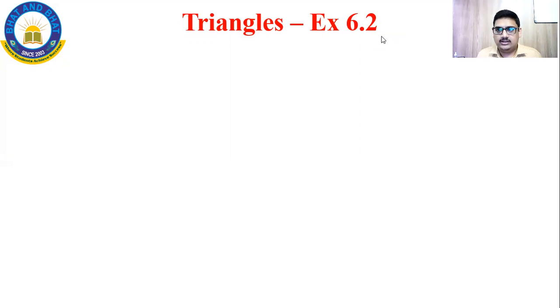So, we had started with the triangles chapter. In earlier sessions, we discussed triangles, properties of triangles, similarity of triangles, and their properties. We solved exercise 6.1, and further to that, we discussed Thales theorem as well as the converse of Thales theorem. And we did some proofs as well as a few numerical problems in our previous session.